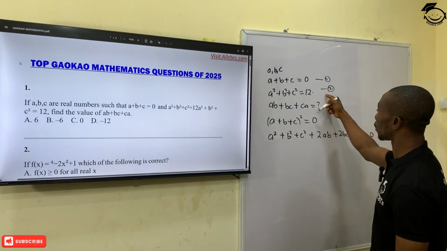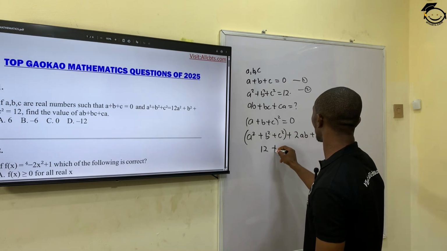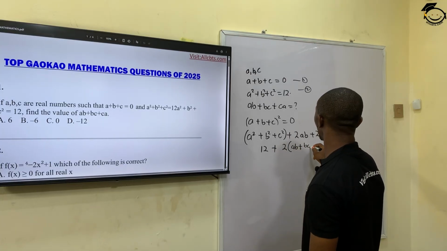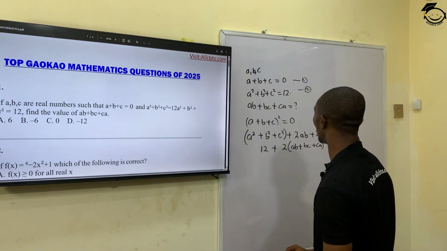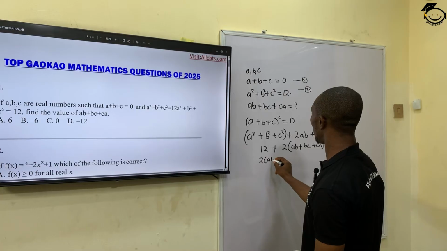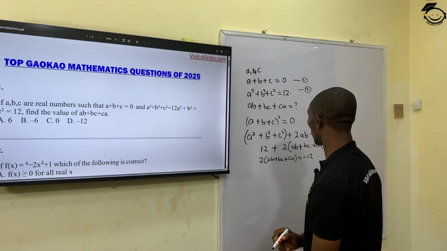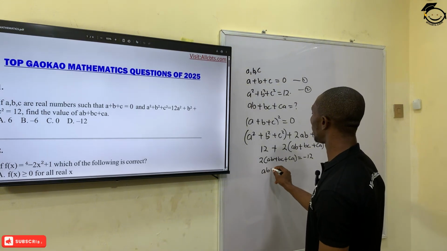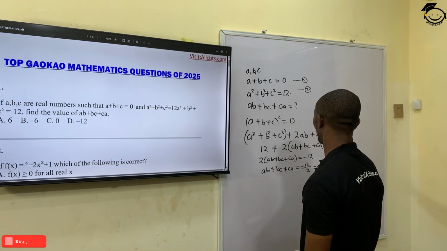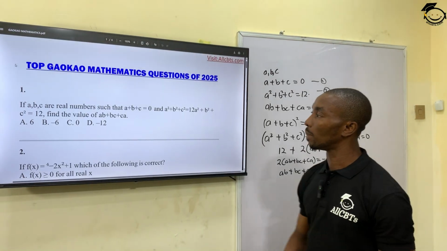Now, from here, we know that our equation 2 is already giving us 12. So if we have 12 here, plus factorizing this will give us 2 brackets AB plus BC plus CA, which is what we are asked to look for, which will give us 0. So now this becomes 2 brackets AB plus BC plus CA equals 0 minus 12, which gives us minus 12. Alright, dividing both sides by 2, we now have AB plus BC plus CA equals minus 12 over 2, which will give us minus 6. So the value of AB plus BC plus CA would be minus 6.